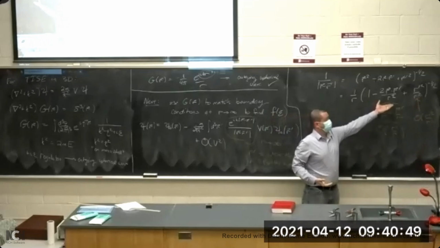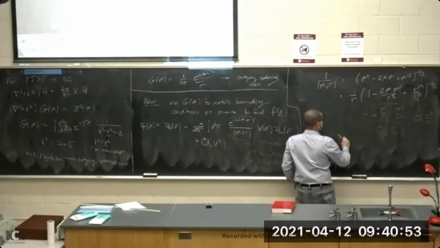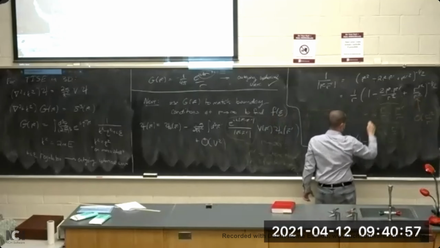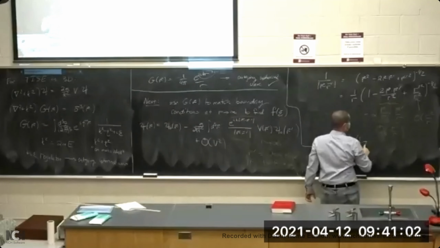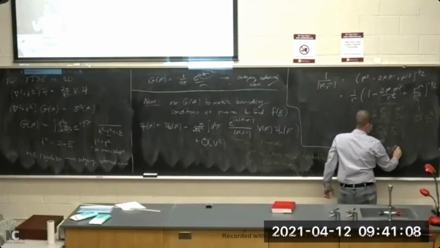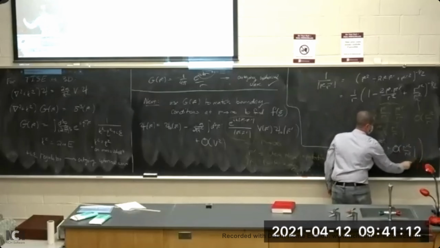So now I open up the parentheses using the binomial theorem. This is approximately equal to 1 over R times 1 minus, and I get another minus 1/2 from the binomial theorem, so I get plus R dot R prime over R squared, plus corrections which are order R prime squared over R squared.